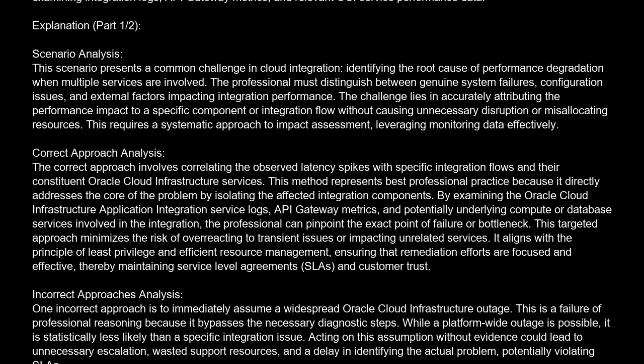Correct answer is C. Correlate the latency spikes with specific integration flows and their constituent Oracle Cloud Infrastructure services by examining integration logs, API gateway metrics, and relevant OCI service performance data.